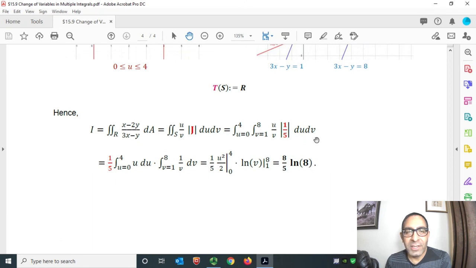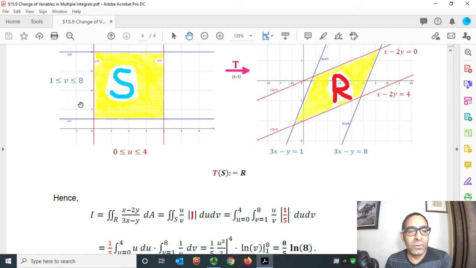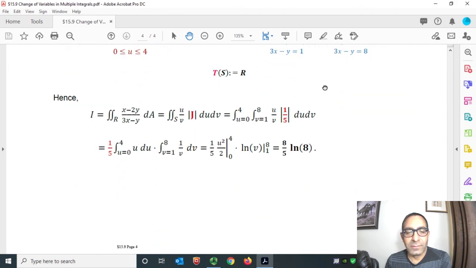In this order of integration, the inner integral is the u integral and the outer integral is the v integral. But here both limits are constant, so the order doesn't matter. We can isolate the integrals when we evaluate this double integral. So v limits are 1 to 8, u limits are 0 to 4. Next, let's isolate the u integral and v integral. So here, 1/5 as it is, this is the u integral, this is the v integral.